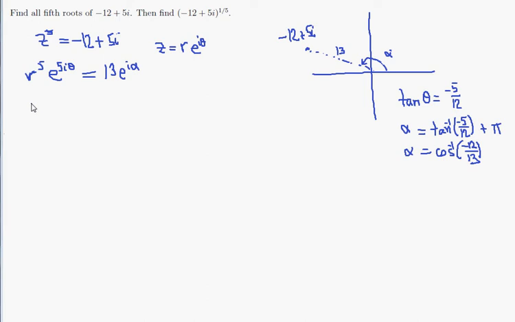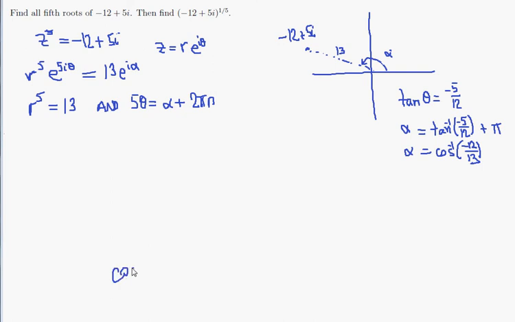So in our case, for this to happen, we need that r to the fifth is equal to 13, and simultaneously we need to have that 5 theta is equal to alpha plus 2 pi n. Now the r to the fifth equals 13 part, that's fairly self-explanatory. The second part, let me explain where that comes from.